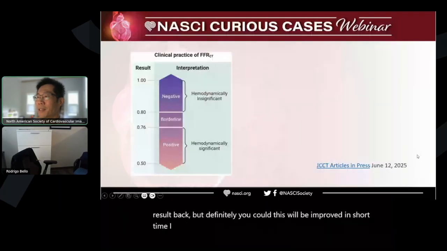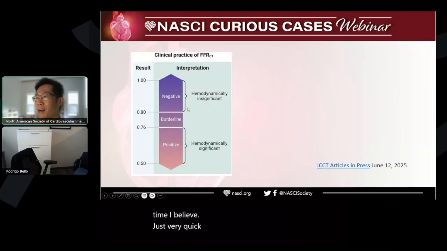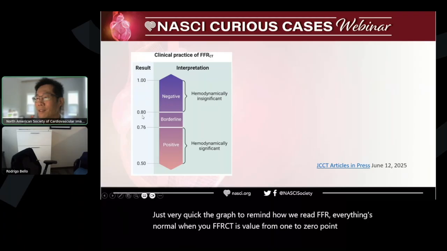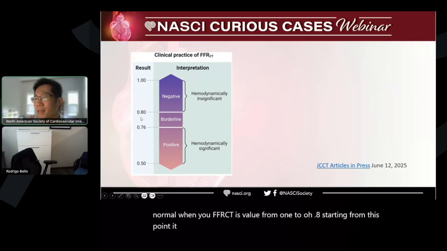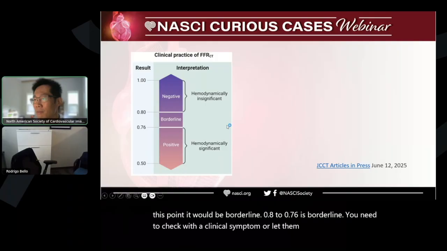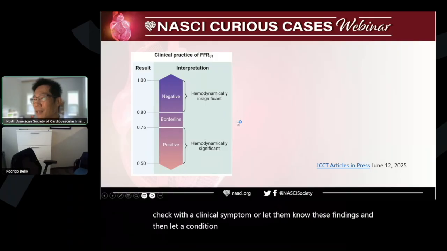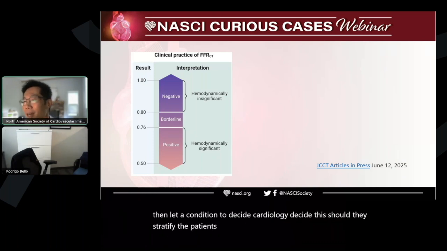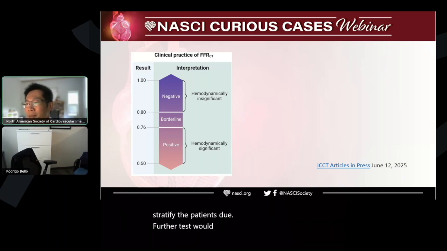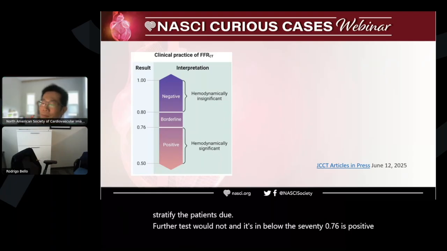Just a very quick graph to remind how we read the FFR. Everything is normal when the FFRCT value is from 1 to 0.8. Starting from this point, it would be borderline. 0.8 to 0.76 is borderline. You need to check with the clinical symptoms or let the clinician know these findings, and then let cardiology decide whether they should stratify the patient to do further tests or not. Anything below 0.76 is positive for decreased gradient. All right.